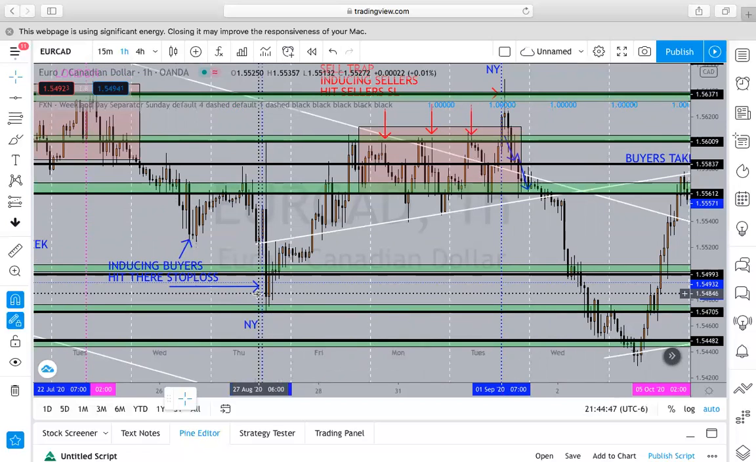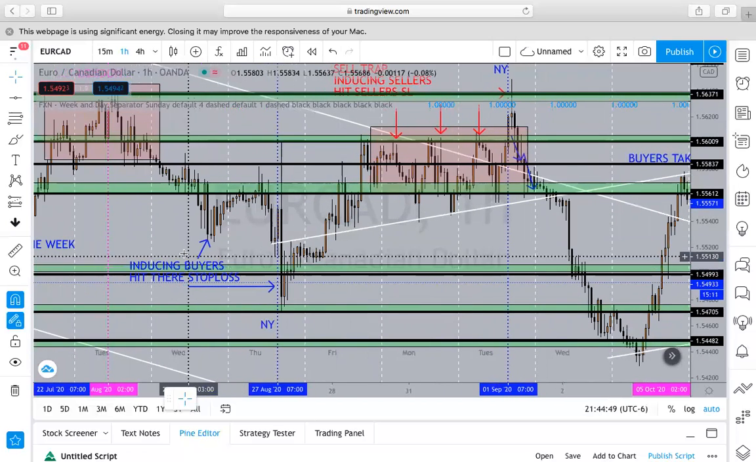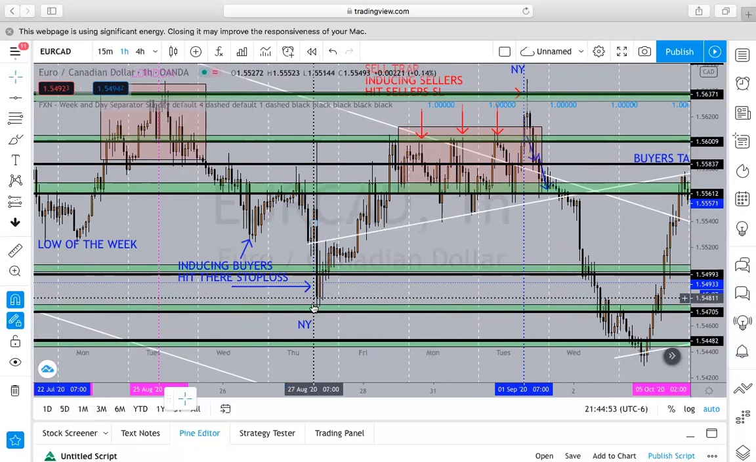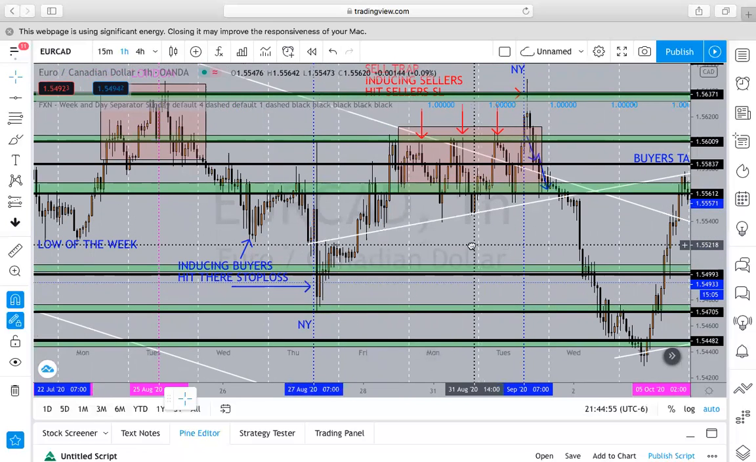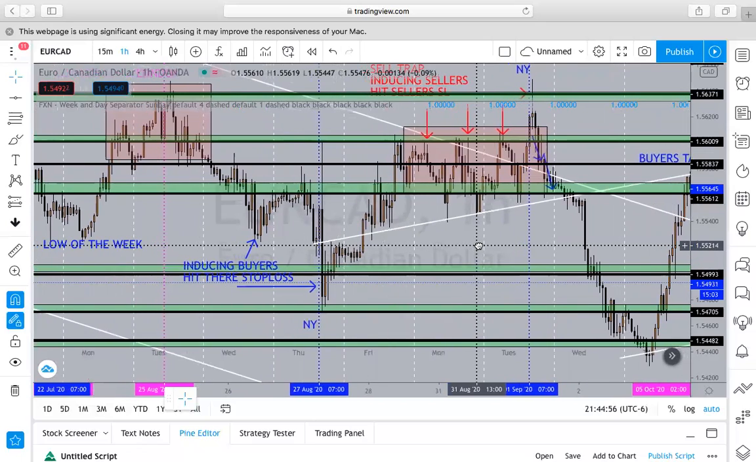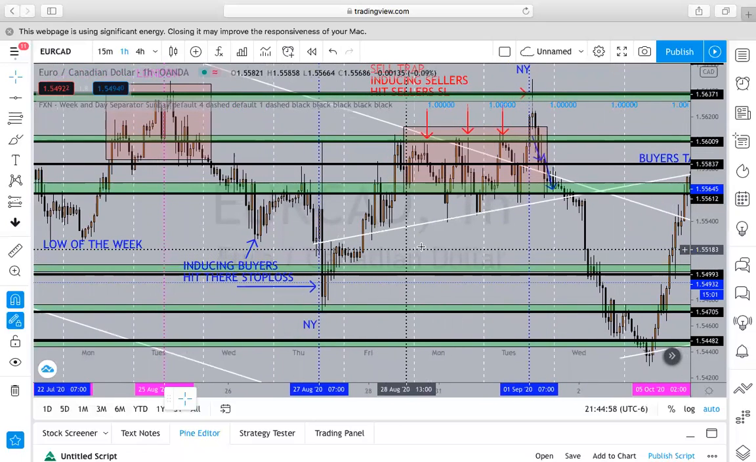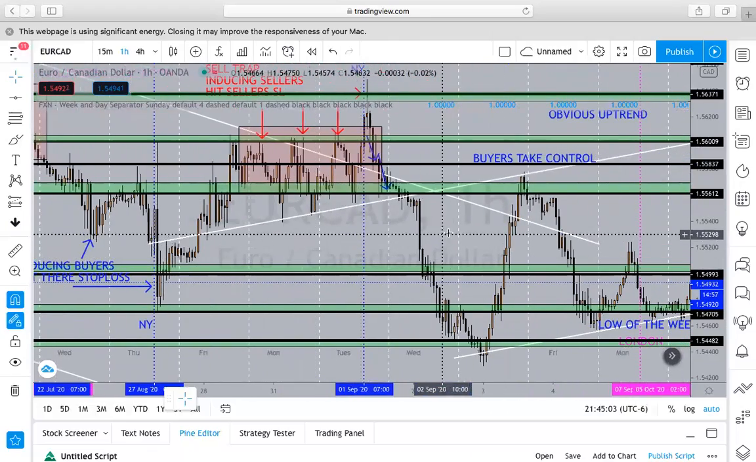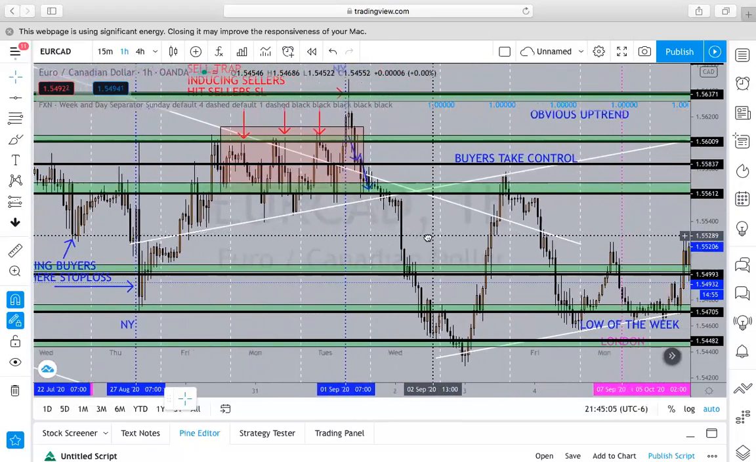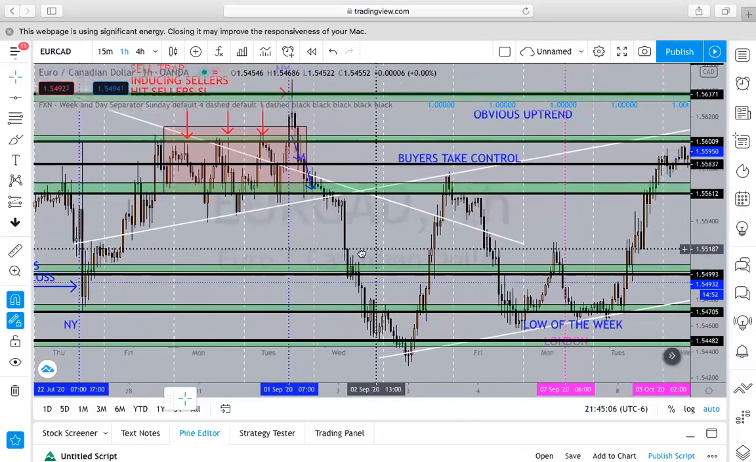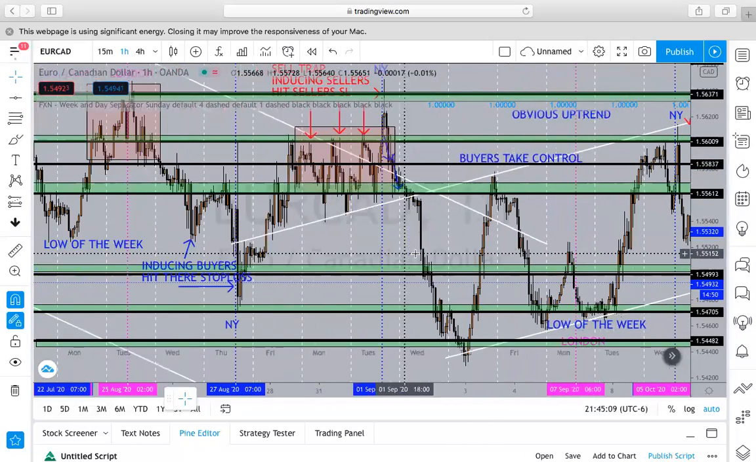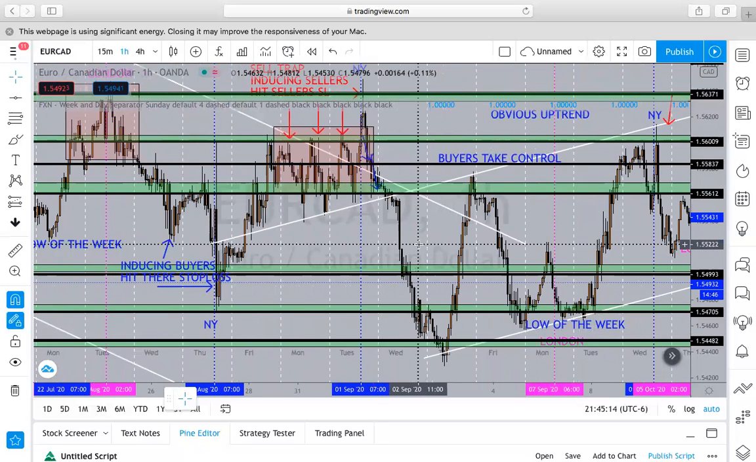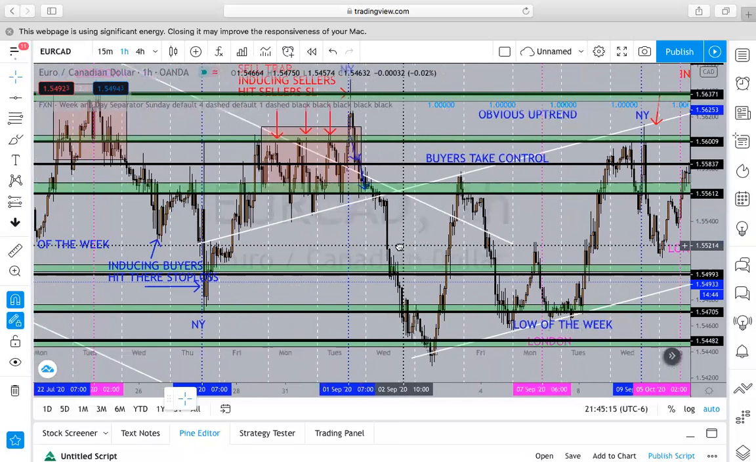Look at this induction. Look at this induce right here. We induced everybody to buy right here. It came down, New York session, perfect reversal. The opportunities to get in the market happen at these sessions, London and New York. And this is happening over and over, guys. Look again. Buyers are now taking control. Why? Because we don't see any lower lows constantly being made.